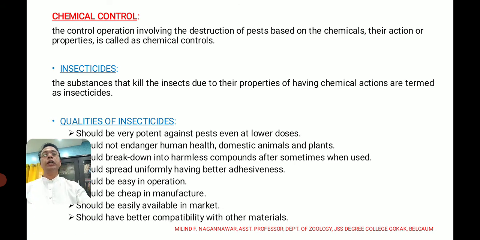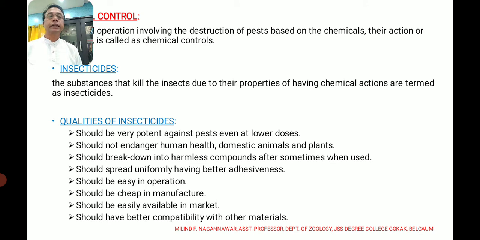Now, what should be the quality of these insecticides? They should be very potent against pests even at lower doses. Means what? We should not be in a position to use a large quantity of these chemical substances, because if we use large quantities, it will damage the other crops as well as disturb the environment. So the insecticide should be more effective in a smaller dose. Is it clear?